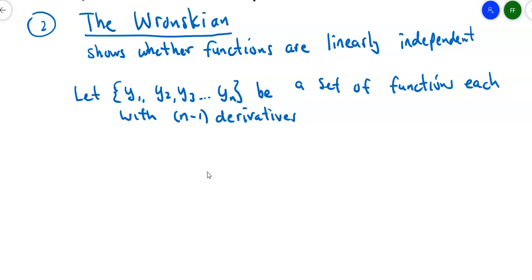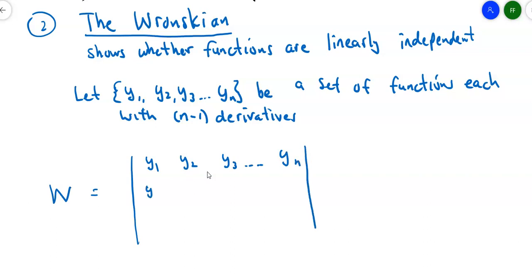So I wrote a couple of notes up here so you don't have to just sit here watching me write things on a whiteboard. Suppose I've got a set of functions, and each of those functions has at least n minus 1 derivatives. You could have more, but you can't have fewer because you'll end up with rows of zeros. So we're going to define the Wronskian as a determinant. The Wronskian will be a determinant where we start by putting our functions up across the top row. So y1, y2, y3, all the way till we get to yn.